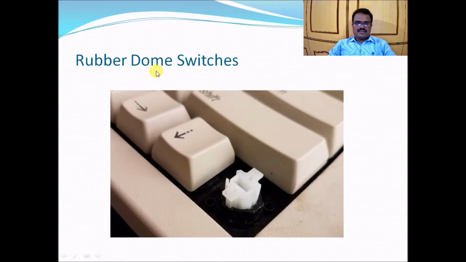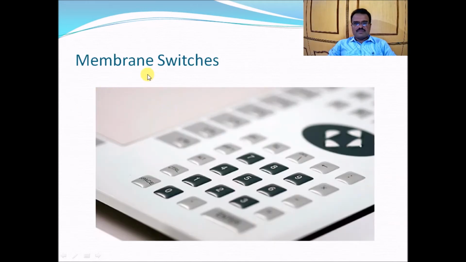Here we can see a rubber dome switch. This is a rubber dome switch in the keyboard, and these are membrane switches, a membrane switch keyboard. So these are the types of key switches on the keyboard.